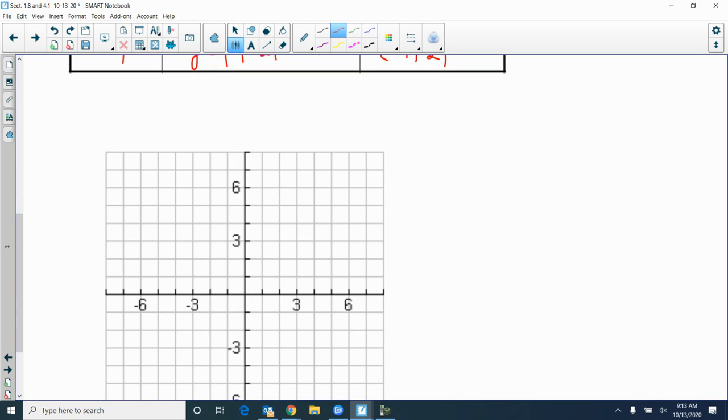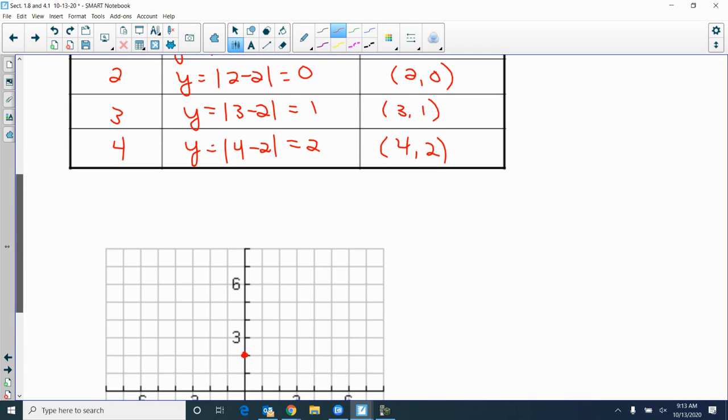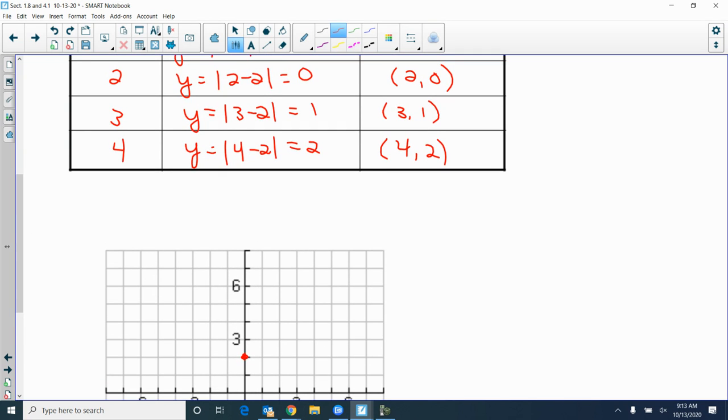0, 2. Is that far enough? All right, thank you. 0, 2. And what's the next point? 1, 1. Yeah, it is. 2, 0. 3, 1. And 4, 2. Okay.